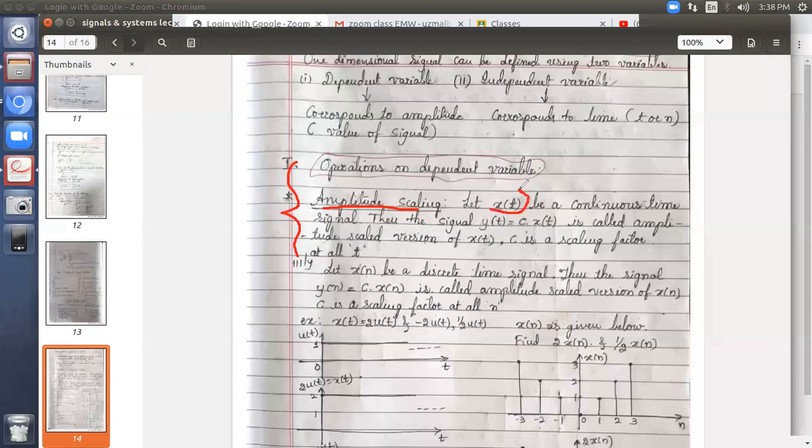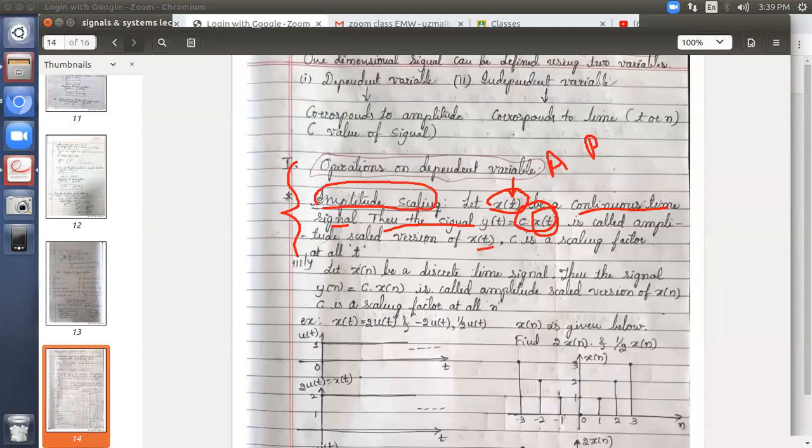Let x of t, small x of t, t is the variable used for continuous time. This is the time representing the continuous time nature. Let x of t be a continuous time signal. Then the signal c into x of t. C you can take even a also, b also, p also, any constant. So c indicates the constant.